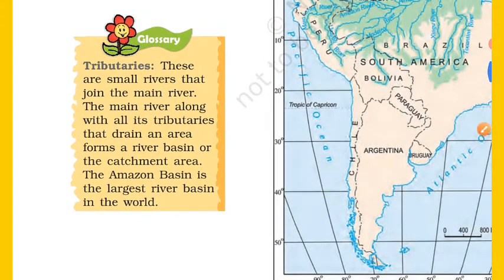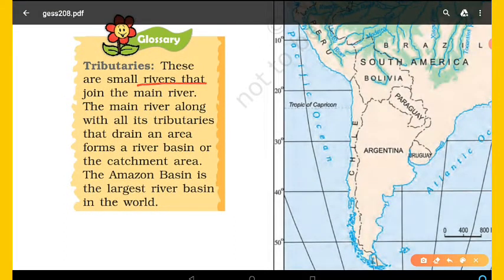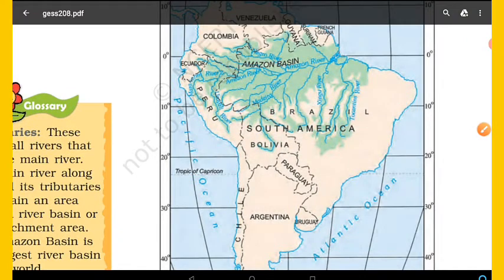Tributaries. These are the small rivers that join the main river. The main river along with all its tributaries that drain an area forms a river basin or the catchment area. The Amazon Basin is the largest river basin in the world because so many tributaries are there with the Amazon.